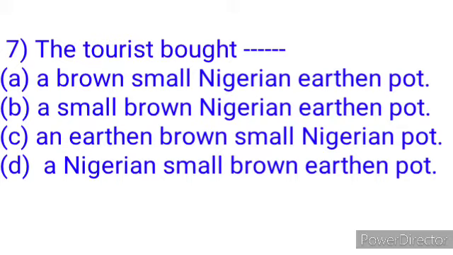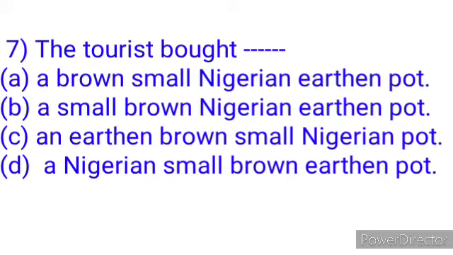Now option A, a brown small Nigerian earthen pot. This is not the correct answer because in this option, the color comes before the size. And size is supposed to come before color, like I told you. Now, option B, a small brown Nigerian earthen pot. This is the correct answer.